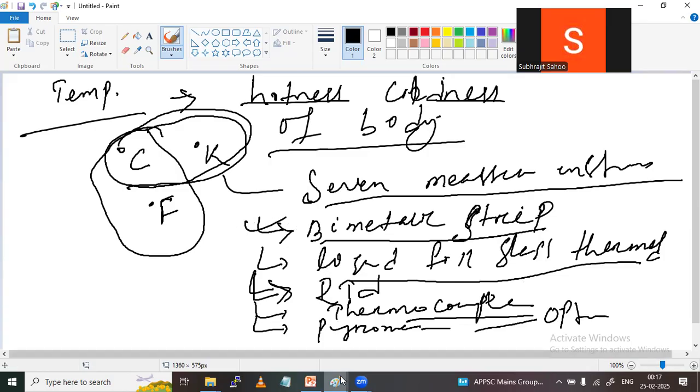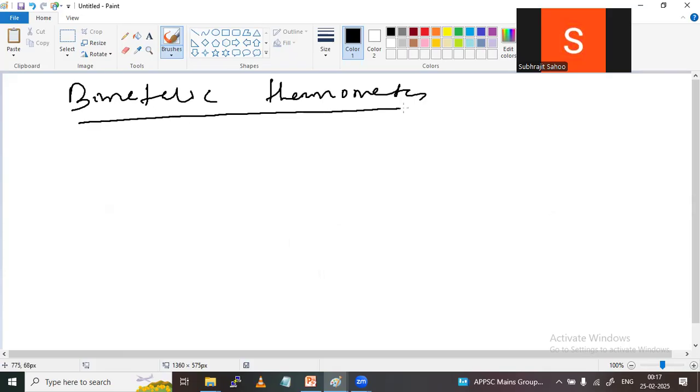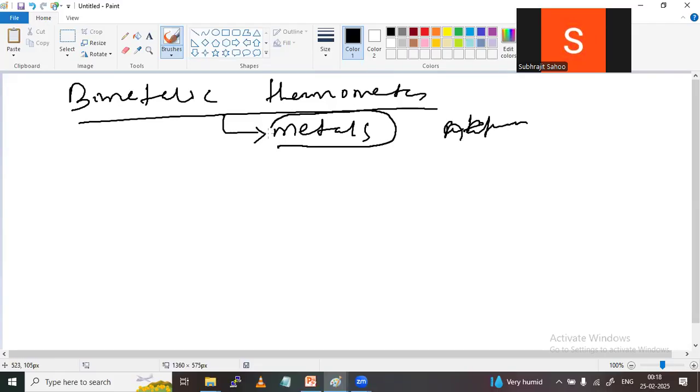First one is the bimetallic thermometer. Before starting this one, because it purely depends upon some suitably selected metals available in nature, let me give you some idea about the metals we are going to use for the construction of these bimetallic thermometers.